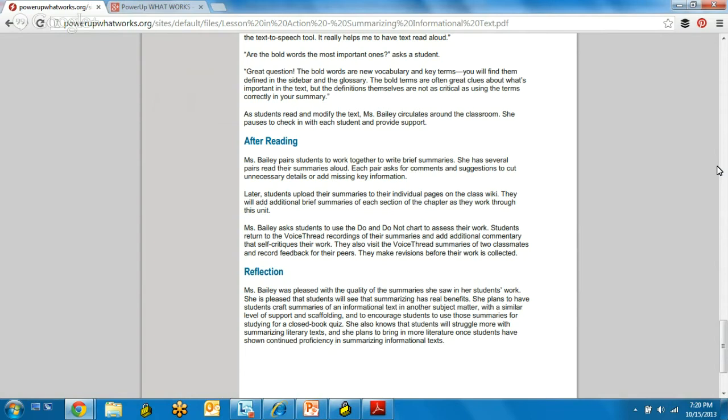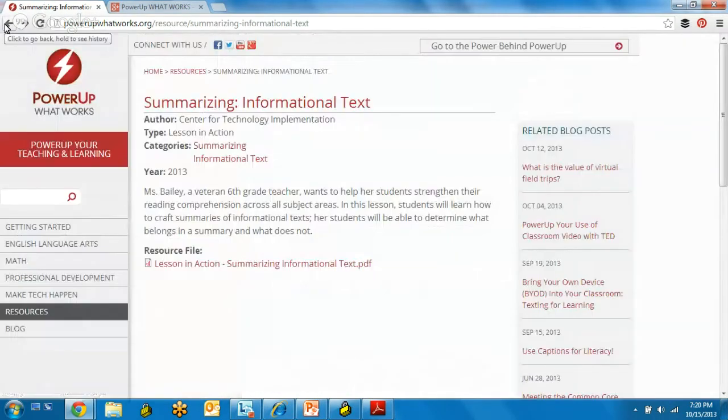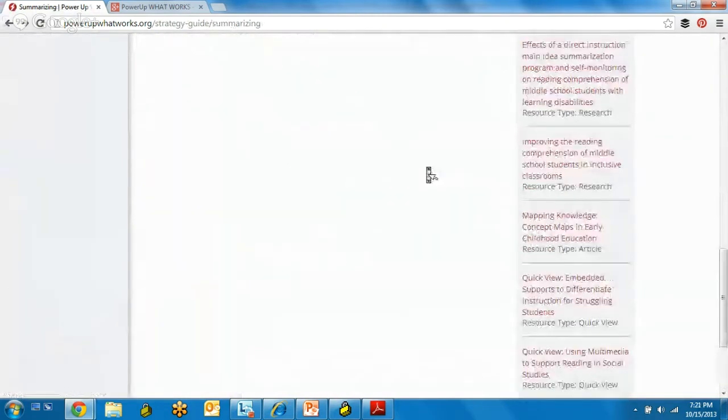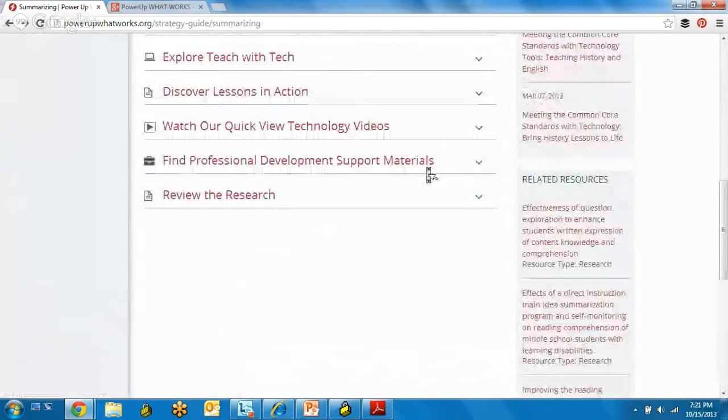Elise, I know people would probably really like to just linger and read this, but let's go on to the quick view. That was the next part. If you were going in a sequential way through our instructional strategy guide, we also have what we call quick views. So what is a quick view?